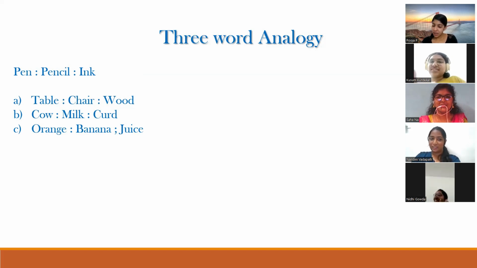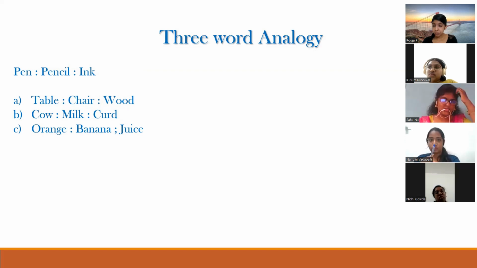Tell me, through each one of them, the logic. Why did you find cow, milk, curd, or table, chair, wood, or orange, banana, and juice? I think it's orange, banana, and juice because in the question given, it is pen, pencil, ink. Pen and ink are connected. There is ink in the pen. So in the same way orange and juice are connected here. And pencil is a separate thing.